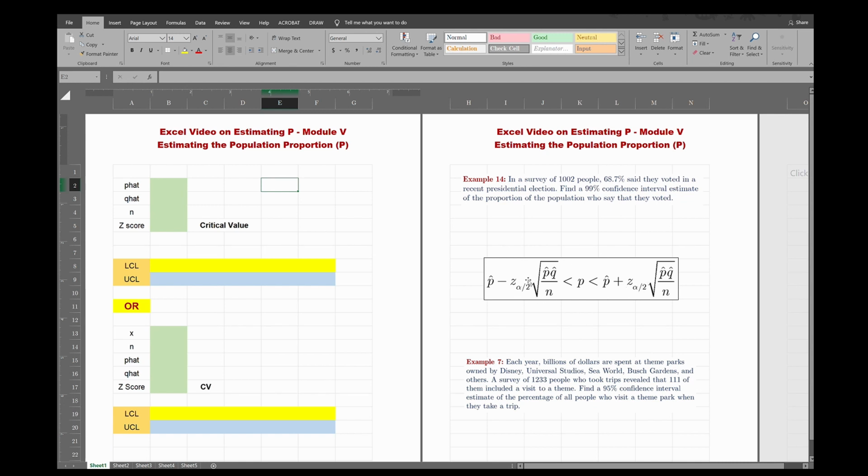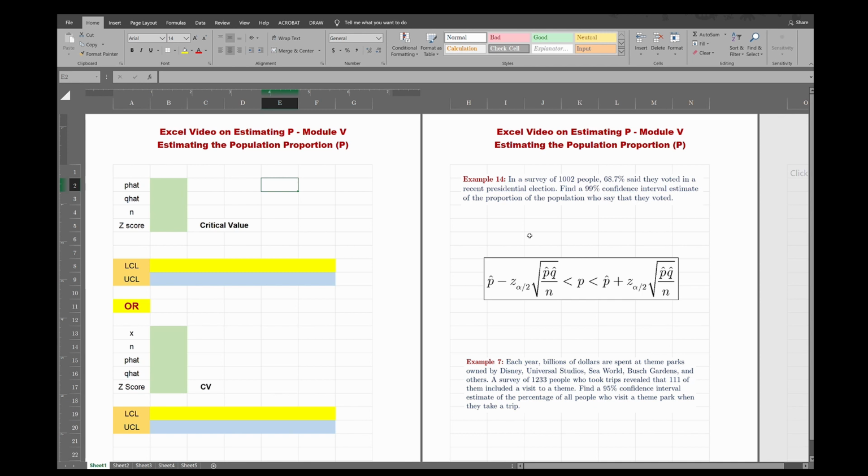Welcome to my Excel video on estimating the population percentage or proportion. Now, that's the formula we need to use to construct the confidence interval for a percentage of population. We need to know p hat, a z-value, q hat, which is 1 minus p hat. So if p is 20%, q will be 80%, and n is the sample size.